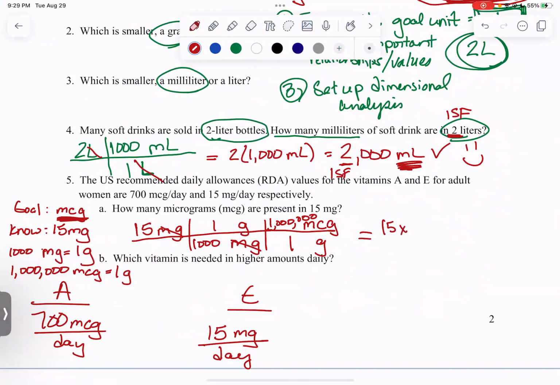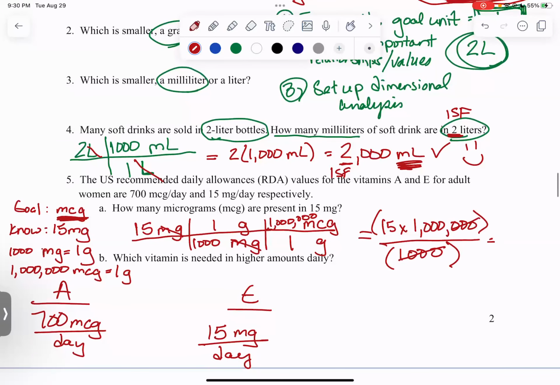And so what you can see is you can plug this into your calculator. You can do 15 times 1,000,000 divided by 1,000. Just make sure that you put this top portion in parentheses. And if you had more than one thing in the denominator, you also put that in parentheses in your calculator. But what you could see is that these 3 zeros cancel with these 3 zeros, and you get 15,000. And be careful with your units. Our grams canceled. So what are we left with? Micrograms, mcg. Okay, so that would be our final answer.